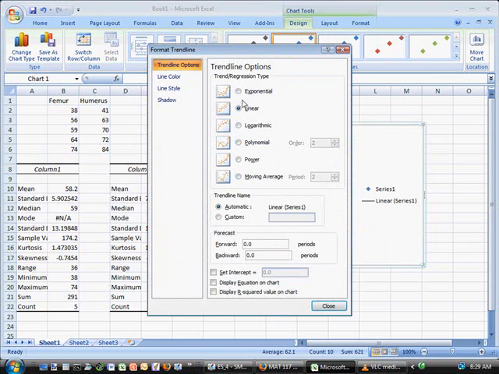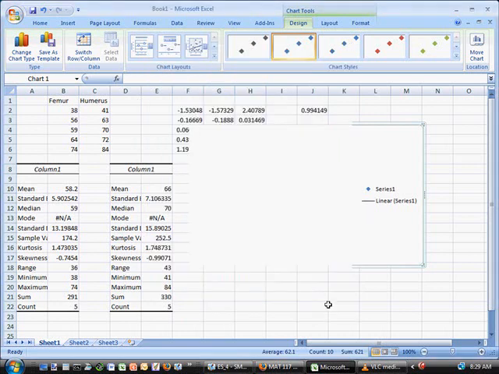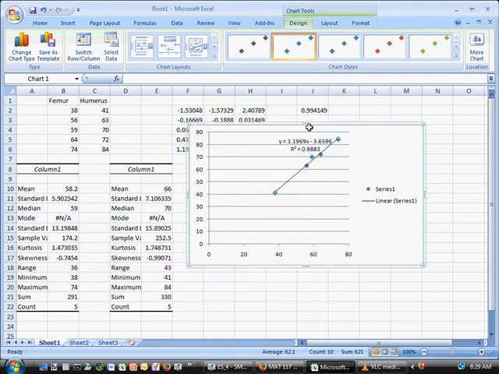And then there's a choice. We're going to want linear. And then, really cool, you can display the equation on the chart and display R squared. And just like that, it prints the best fit line, puts it right on there, the one that cuts right through the center of everything, and it gives you the equation. And it gives you R squared.